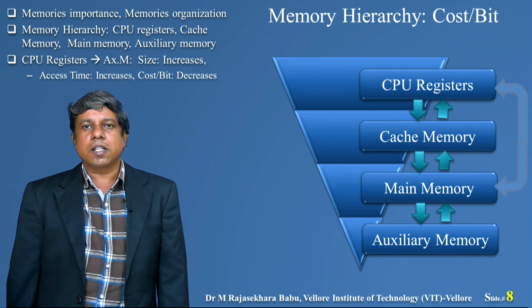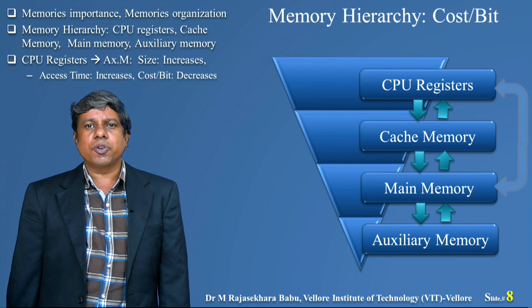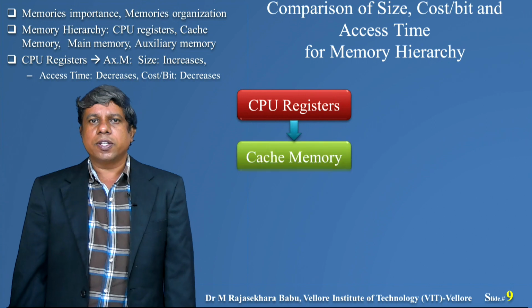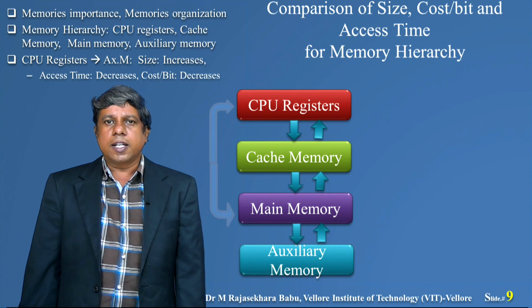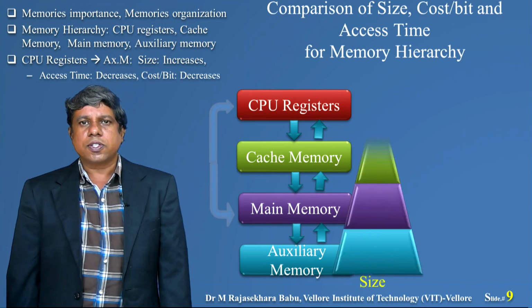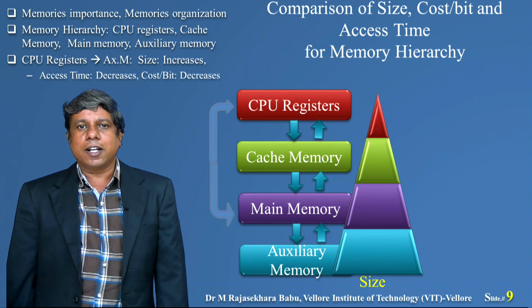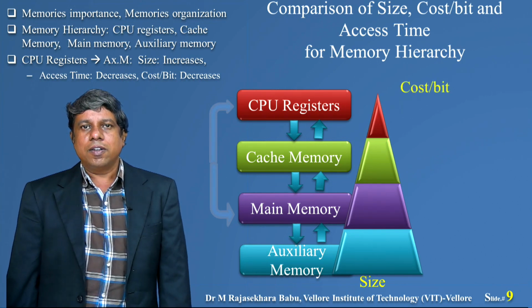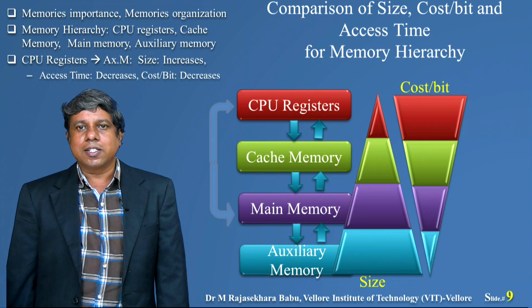That is why the cost per bit is decreasing from the CPU registers to the auxiliary memory. Let me try to give the comparison among all these memories. The memories are organized like this, and the first point is size. From the auxiliary memory to the CPU registers, if you take it the other way around, the size decreases. And from the CPU register to the auxiliary memory, the cost per bit decreases.